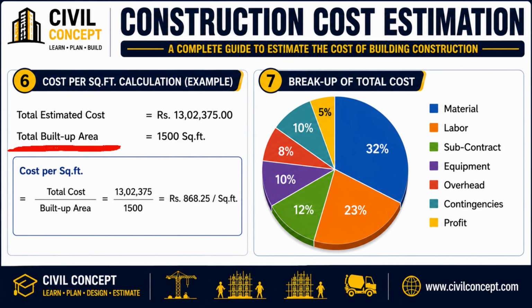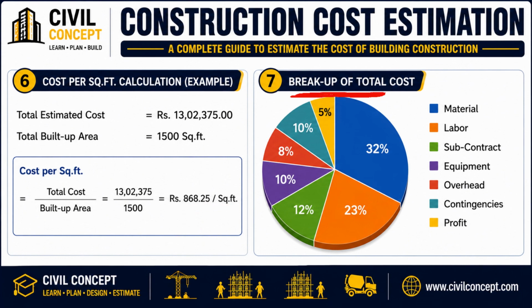Next, let's calculate the cost per square foot. If the total built-up area is 1,500 square feet, then cost per square foot equals total cost divided by built-up area. That is 13,02,375 divided by 1,500, which equals approximately 868 rupees and 25 paise per square foot.